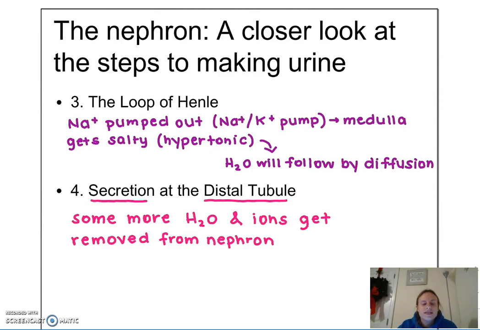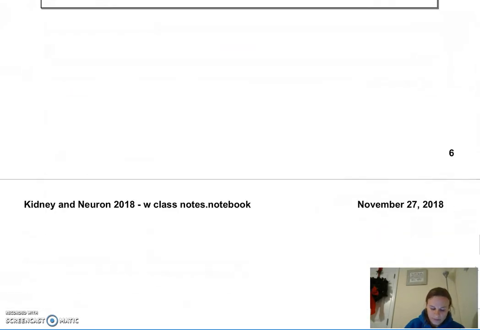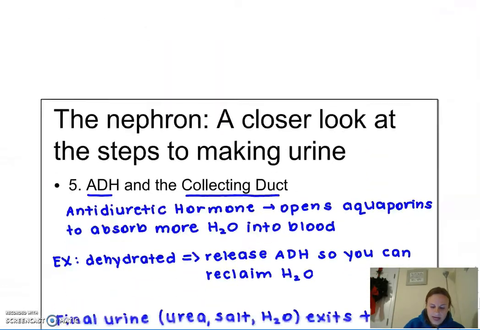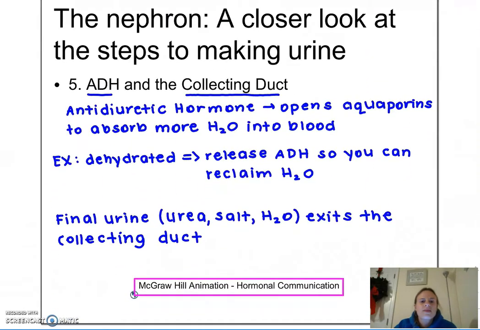Then we head to the distal tubule where the blood can finally reclaim the last bits of water and the last ions before it gets removed from the nephron as urine. So the last step involves the collecting duct. The collecting duct is where that urine collects.